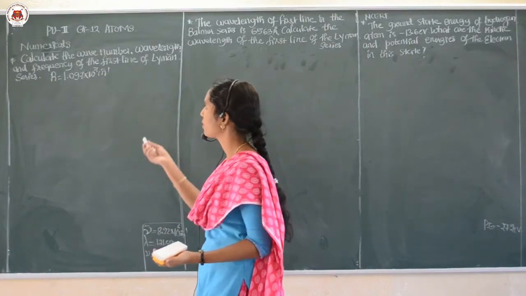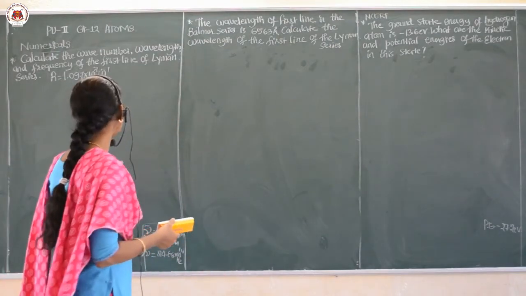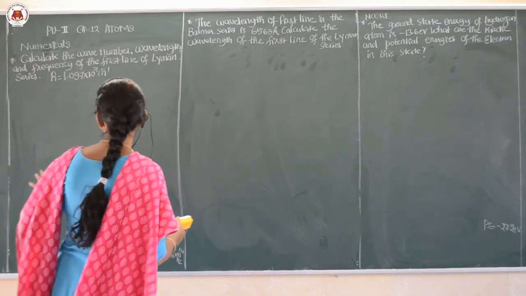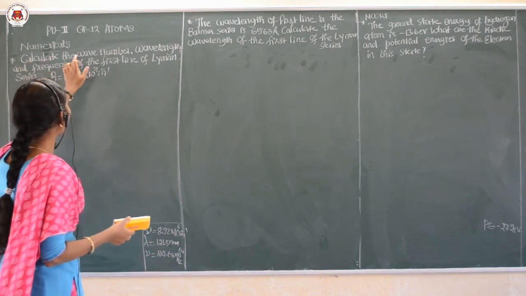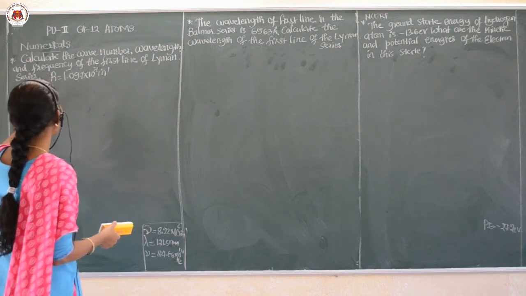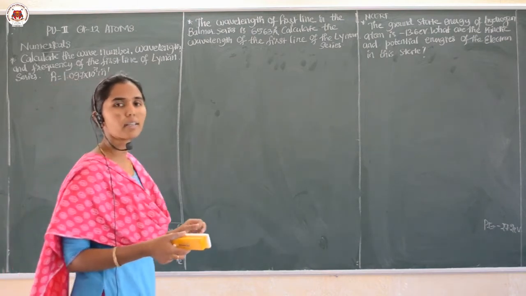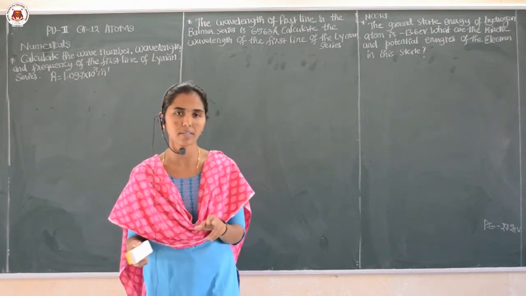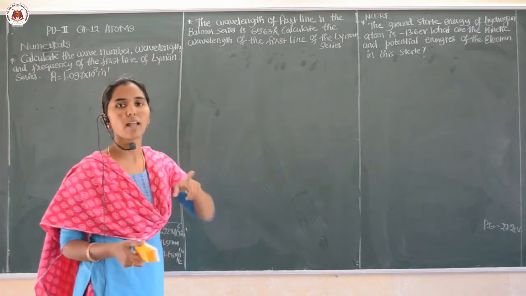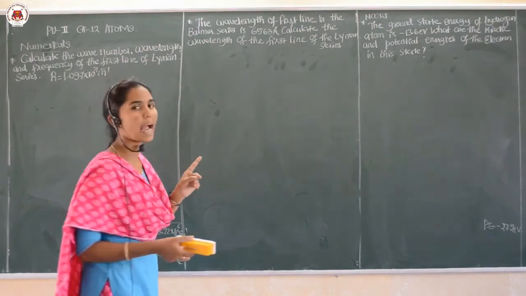So, let us move to the further numerical of the chapter. In this, let us discuss how to find the wavelength of the series which they have mentioned already. The question is, calculate the wavelength and the frequency of the first line of the Lyman series, given R is equal to 1.097 into 10 raised to 7. See, in this particularly they have mentioned the Lyman series. So, for that series, for the first line, we need to calculate its wave number, wavelength and the frequency.